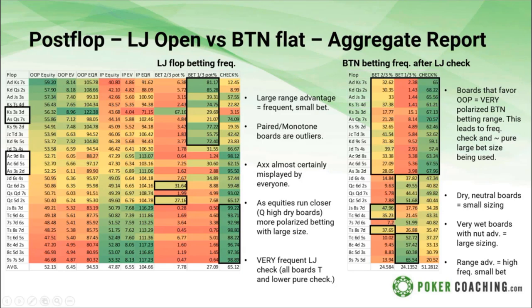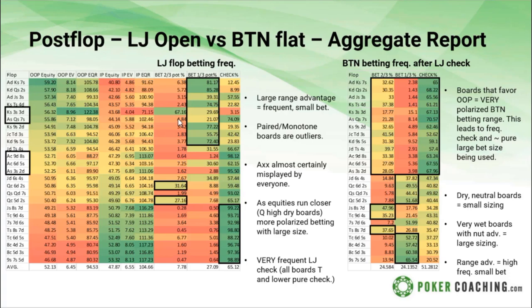Before we get into the concepts that we can see from this data, let's just run through what we're looking at. I ran the low jack raise first in range versus the button range across these flops. Here we can see the low jack's equity, EV, and equity realization factor, and then the button flat's equity, EV, and equity realization factor. And then over here we're looking at flop betting frequencies.